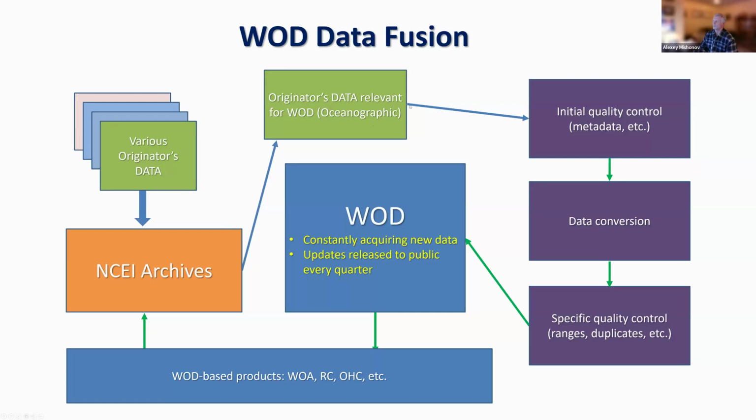We're taking data which is relevant to us, to the oceanographic domain. We put them through initial quality control. Then we convert them to our format. In this conversion, we interpolate data from observed depth levels to standard depth levels, and we keep both in the database. Then we do the quality control, and if everything is good, those data are merged into the World Ocean Database. After that, those data are used in the products which we generate, or which somebody else generates.